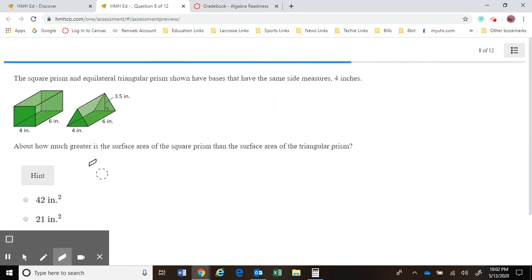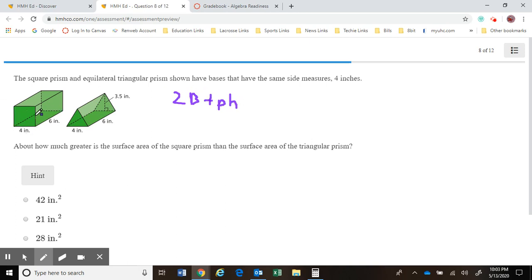A square prism and an equilateral triangle prism have bases that have the same side measures, 4 inches. About how much greater is the surface area of the square versus the triangle? So I need to find the surface area of the square prism and the triangular prism. Again, we want to do 2 times the area of the base plus the perimeter of the base multiplied by the height, how far away the faces are.